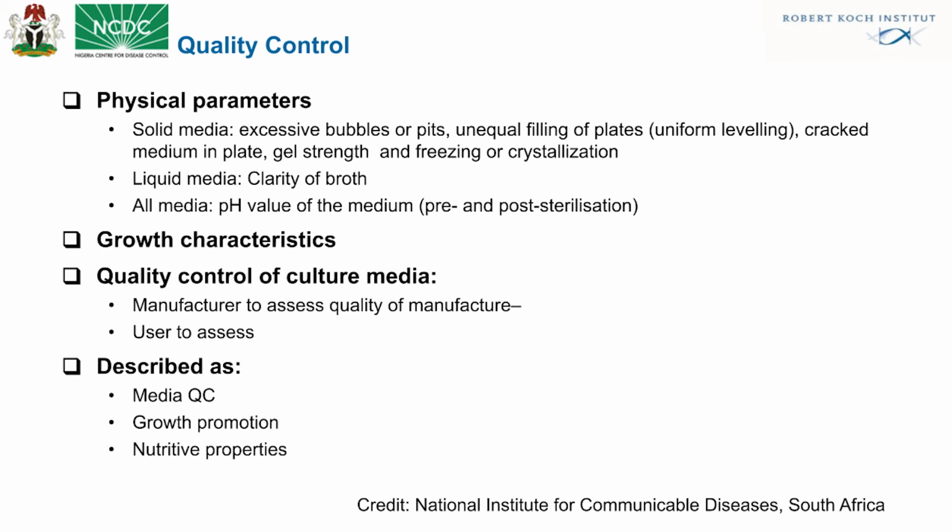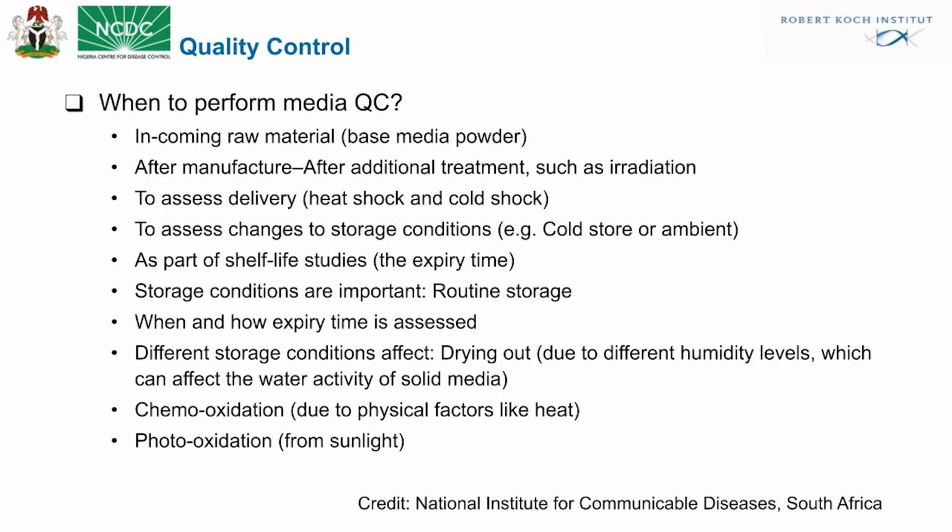Growth characteristics. Quality control of culture media, that is the manufacturer to assess quality of manufacture, and the user to assess, described as media quality control, growth promotion, and nutritive properties. Quality control continued. When to perform media quality control. The following are the times to perform media control. When incoming raw material, that is base media powder, we are receiving it in our laboratory, we need to perform media quality control.